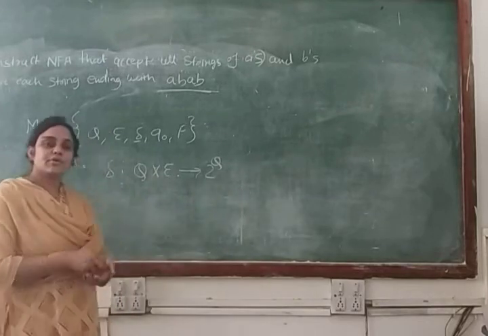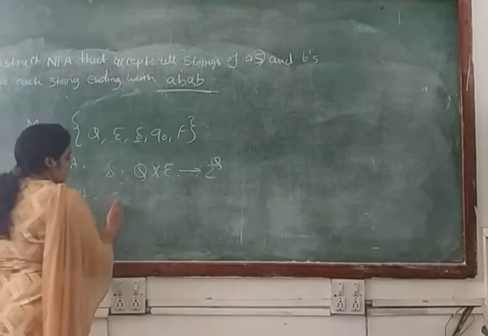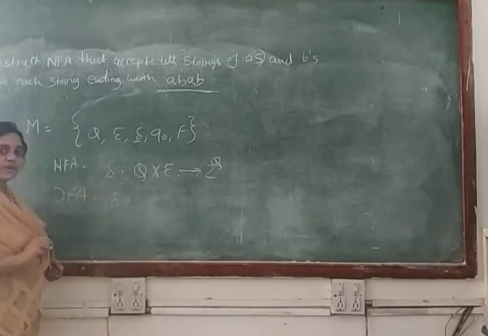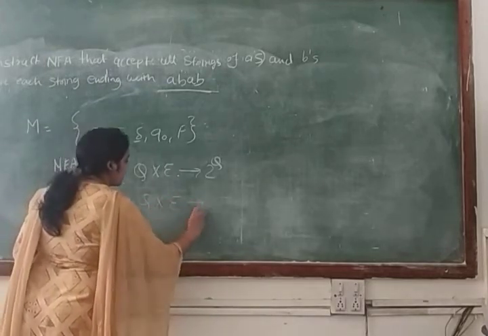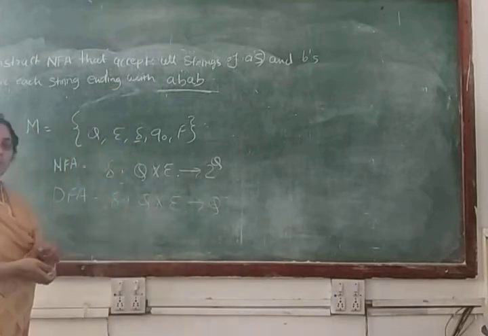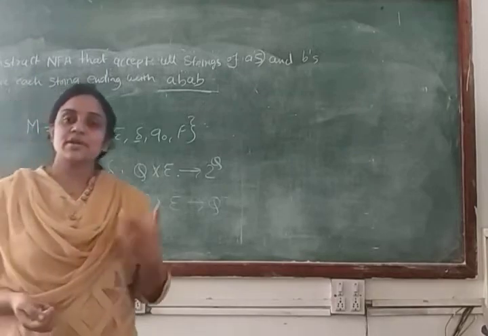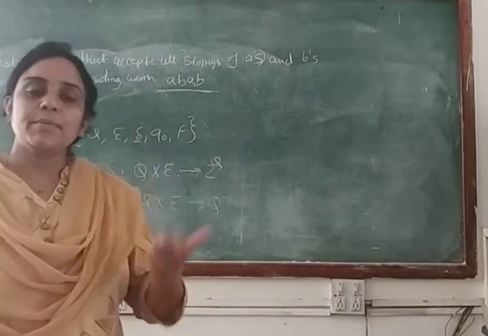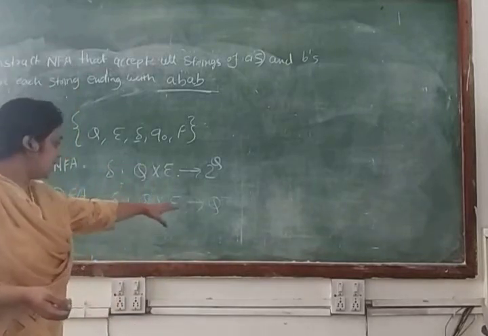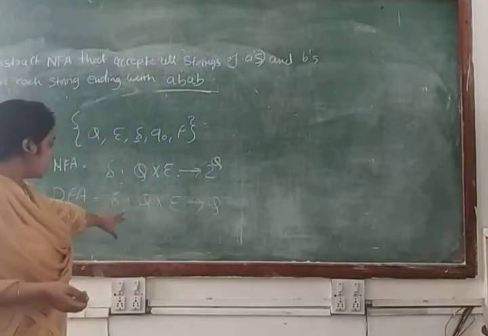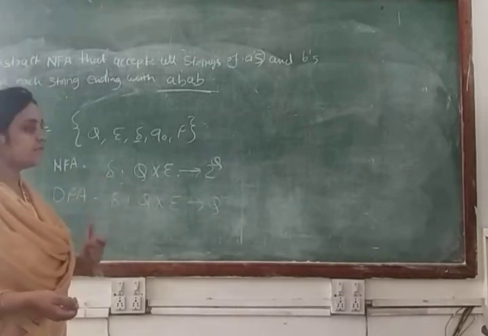If we are talking about a DFA machine, what was your transition function in DFA? Your transition function is capital Q cross sigma implies capital Q. Why is the transition function different for NFA and DFA machines? Basically, the transition function defines your machine and the capability of your machine. So why is this the transition function for DFA?